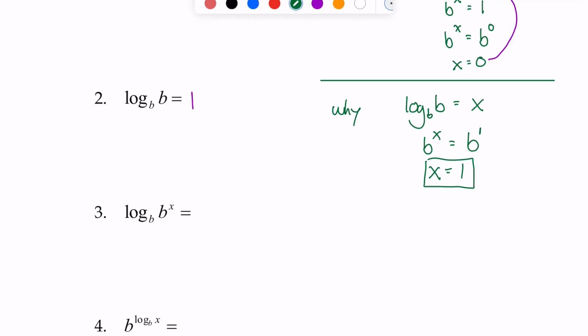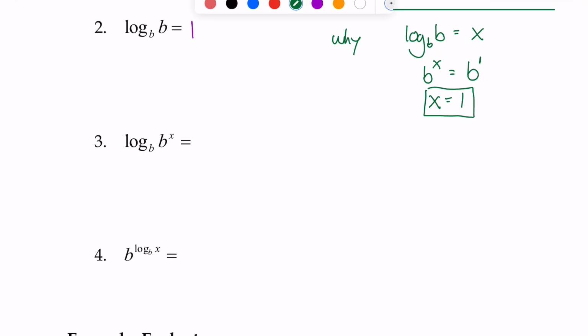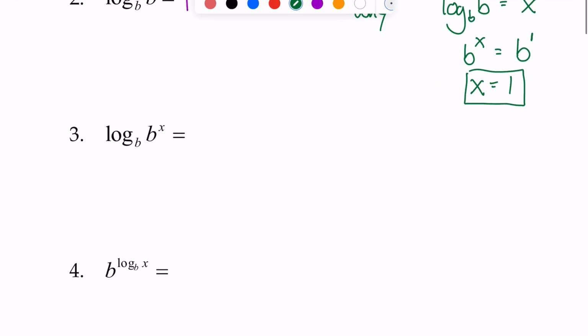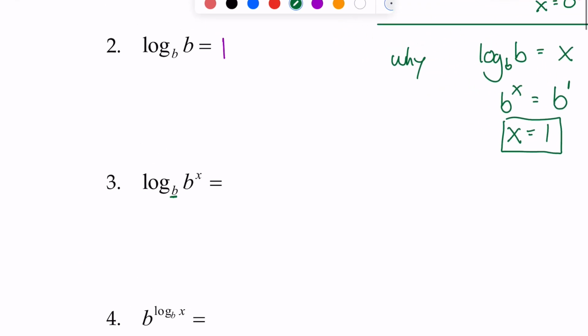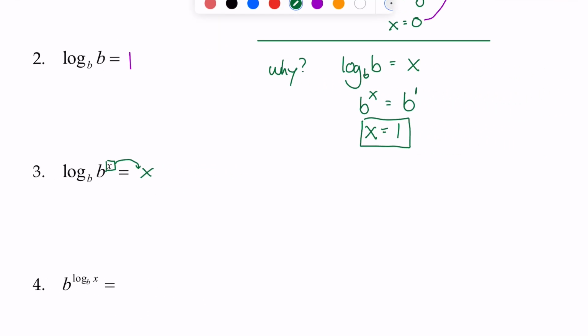Property number 3. When I take the log of some base, and that base also happens to be inside of the argument, but notice that you have this exponent of x here. Well, property number 3 says this is just equal to x. It's equal to just whatever you have up here. And again, why? Why is that the case?